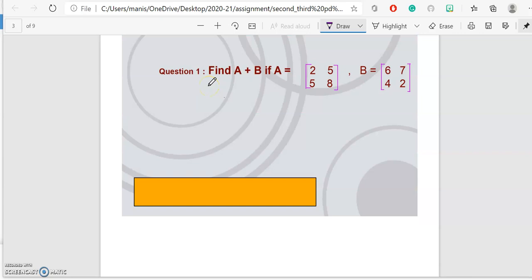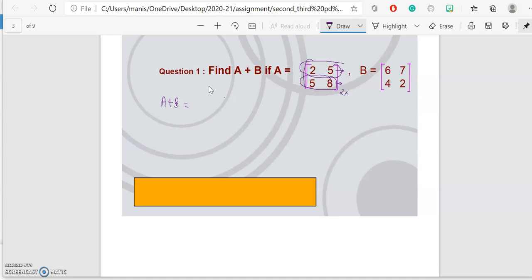Find A plus B if A is equal to 2, 5, 5, 8, and B is equal to 6, 7, 4, 2. Before you start working on A plus B, first of all you have to write the order or the dimension of this matrix. How many rows are in this matrix? 1, 2. When I say row, I mean this 1 and 2 rows. So I'll write over here 2, always write over here by.